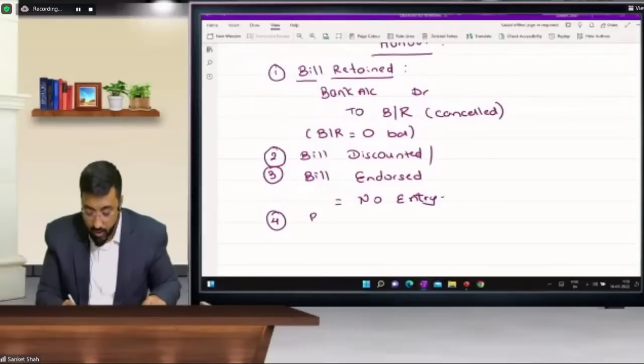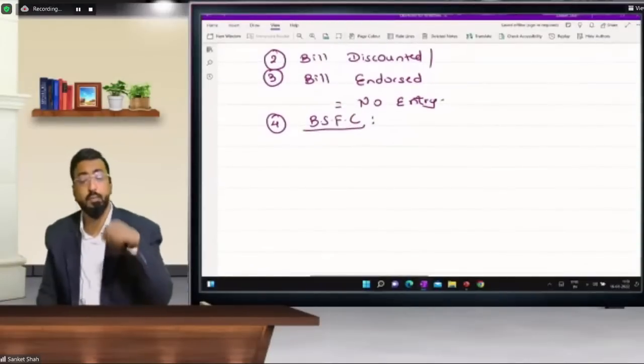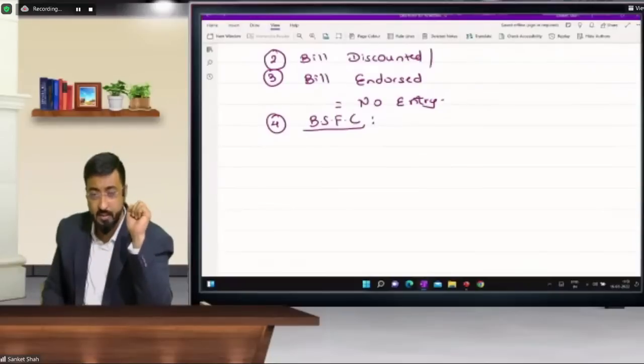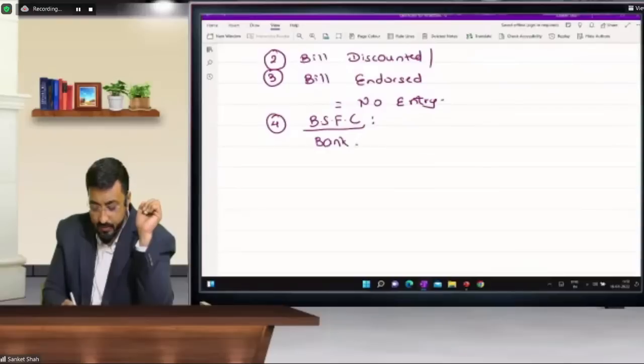In the fourth situation, bill sent for collection. My agent will visit X's premises, collect money from X, and that money will be handed over to me. So my bank balance is increasing.